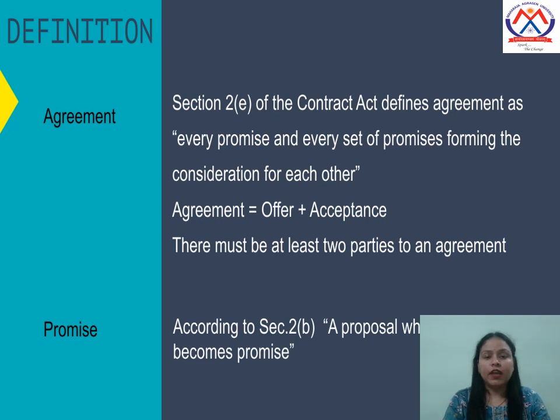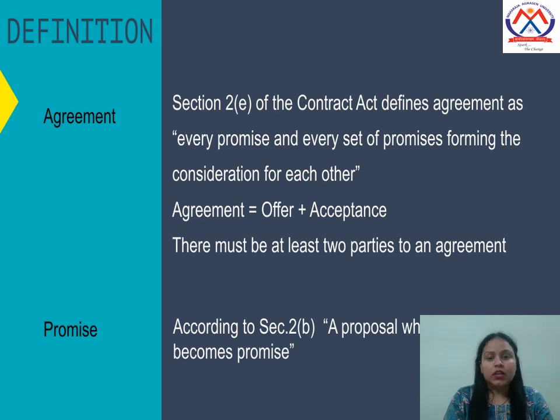Agreement has been defined under Section 2(e) of the Contract Act. It has been defined as every promise and every set of promises forming the consideration for each other. Agreement equals offer plus acceptance, which means to form an agreement there has to be an offer and that offer has to be accepted. There must be at least two parties to an agreement, where one party makes an offer and the other accepts that offer.